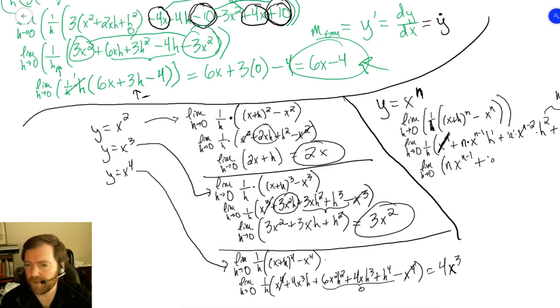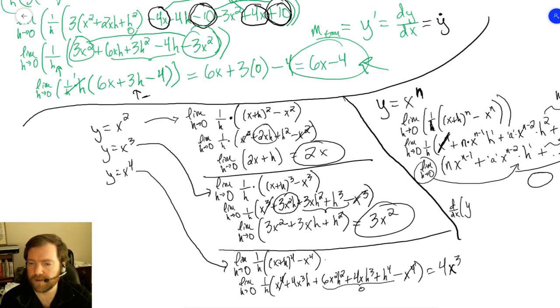plus a x to the n minus 2 times h to the first plus, and now all of these have more h. So when we take the limit, all this stuff is all going to be 0. So the derivative d dx of x to the n is always going to be n x to the n minus 1.